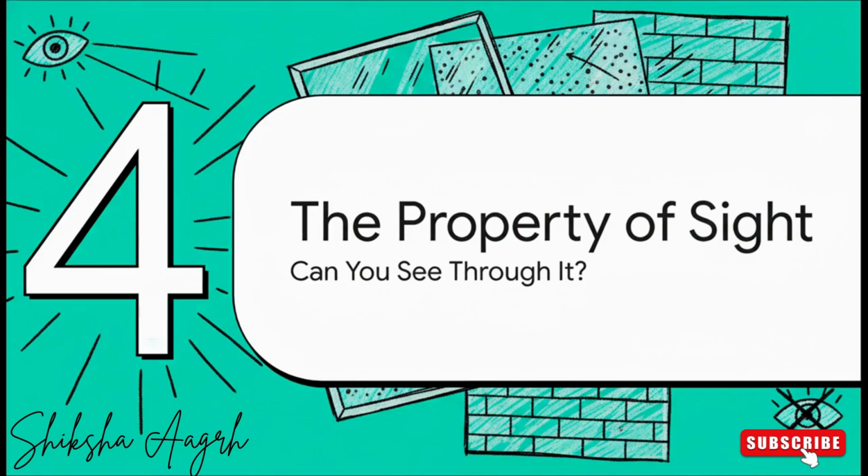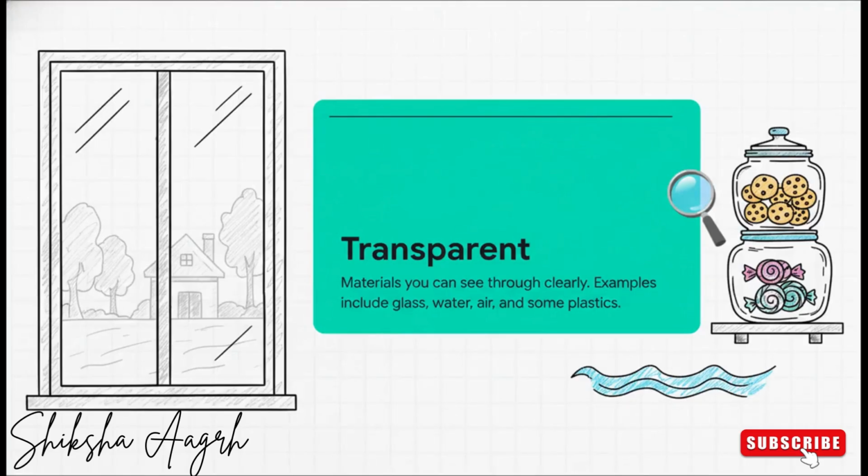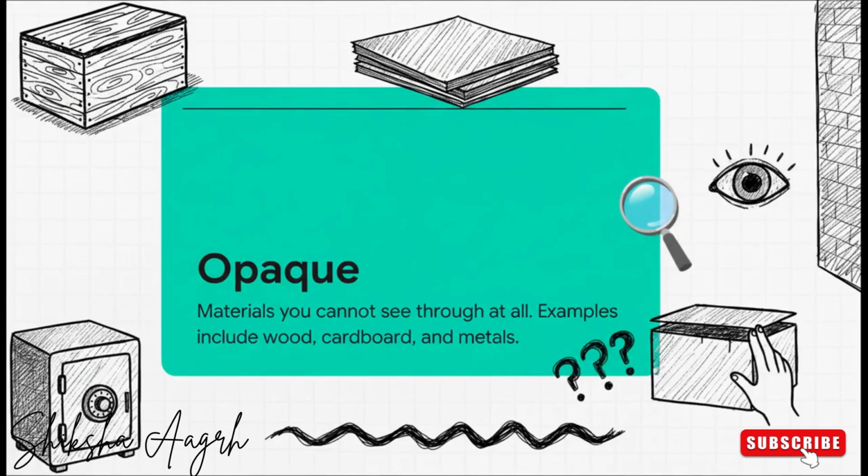All right, our last set of clues here, and this one is all about sight. It's basically asking the question, can you see through a material or not? So first, you've got your transparent materials. Think of a glass window, right? You can see right through it, crystal clear. And that's exactly why you often see cookies and candy in glass jars at the store, so you can see what you're getting.